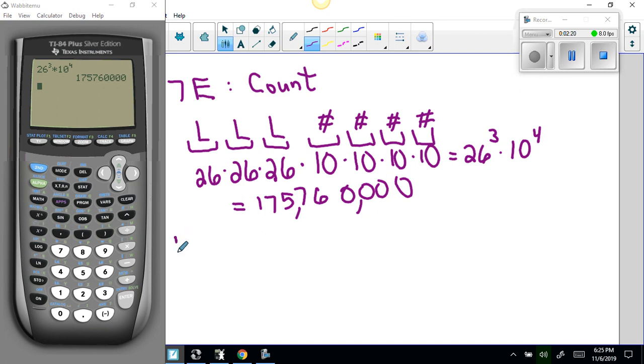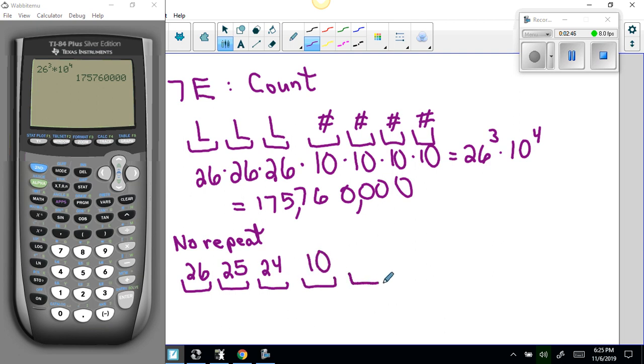How about we go, hey, no repeat? Meaning you can't repeat a number that you used or a letter that you used. So this first slot, I have all 26 letters to choose from. This second slot, I used up one, so I've only got 25 left. And then the third one, only 24 left. And the first digit, I have 10 choices, but I can't use that digit again, so 9. And I can't use that digit, so 8. And I can't use that digit, so 7. 26 times 25 times 24 times 10 times 9 times 8 times 7.